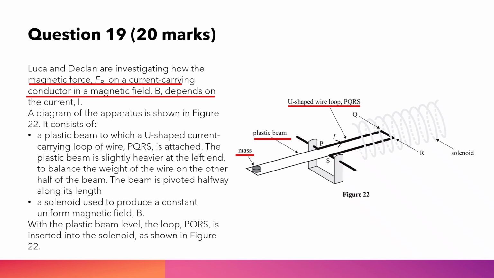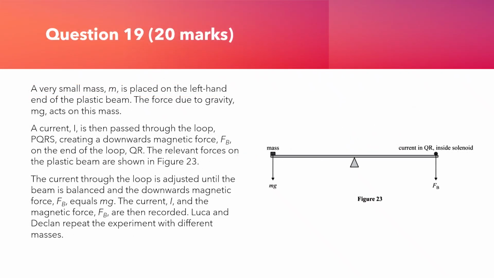A solenoid is used to produce a constant uniform magnetic field, B. With the plastic beam level, the loop, PQRS, is inserted into the solenoid, as shown in Figure 22. A very small mass, m, is placed on the left-hand end of the plastic beam. The force due to gravity, mg, acts on this mass. A current, I, is then passed through the loop, PQRS, creating a downwards magnetic force, Fb, on the end of the loop, QR.